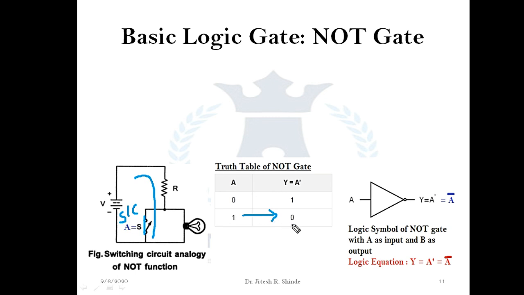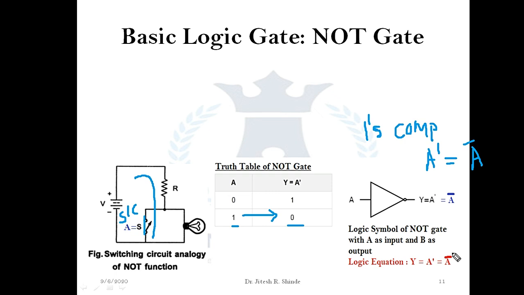Thus from this truth table and the switching circuit analogy, we can say that if the input is 0, we are getting output equal to 1, and if input is equal to 1, we are getting output equal to 0. Thus the NOT gate, this is the logic symbol for NOT gate, can be used to implement the ones complement logic. Application of NOT gate: used to implement the ones complement logic. Logical equation for NOT gate is y equal to a bar. In some books, it may be written as a bar over A.